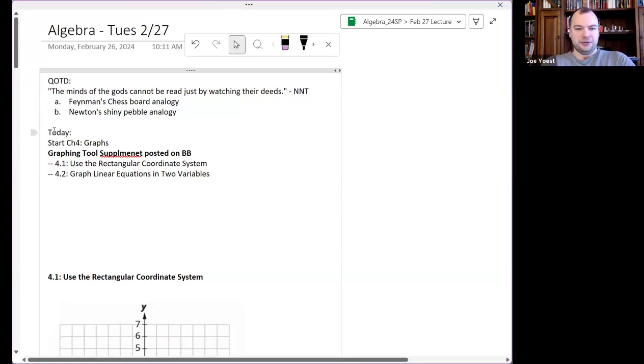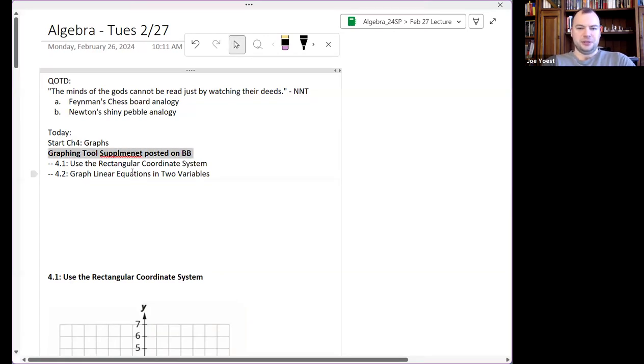Okay, so the plan for today is to actually start the next chapter, chapter 4 on graphing. We're going to start 4.1, basically complete 4.1, and probably get a bit of a start on 4.2 today. And then we'll continue on with 4.2 and 4.3 next class meeting.